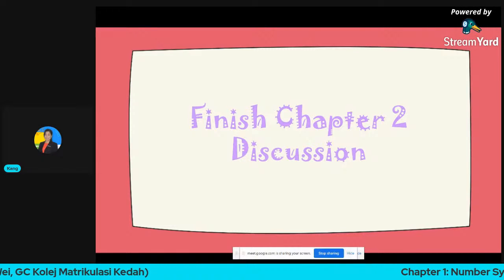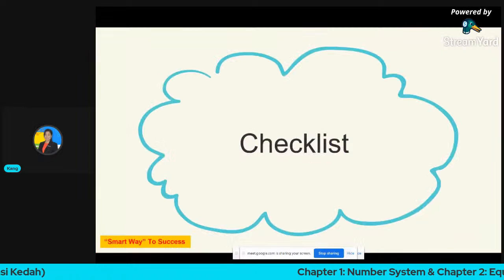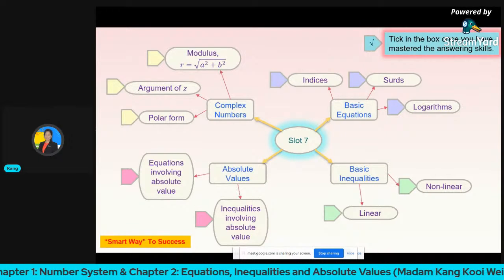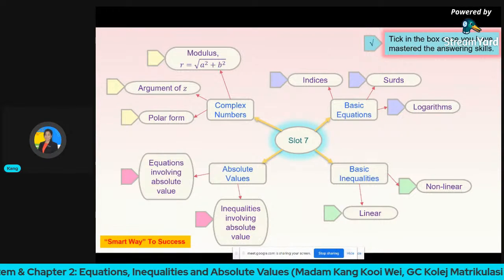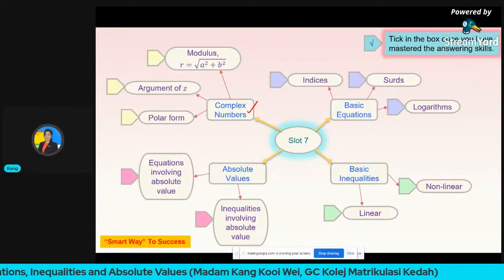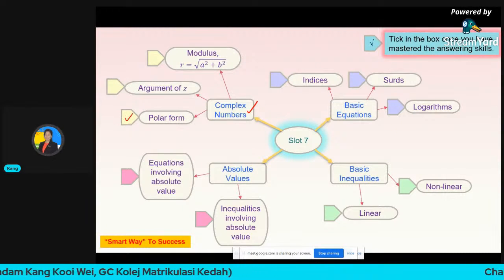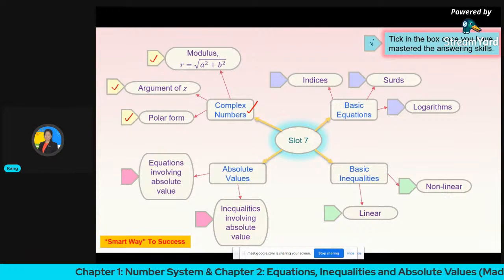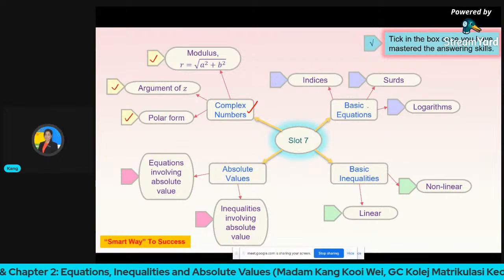Very happy. Okay, so now let us look at the checklist. Class, you need to tick in the box once you have mastered the answering skill. For this slot, we already learned about the complex number. For the complex number, we have the formula for the polar form. To get the polar form, we need to find the argument and also the modulus. Okay, this one done.